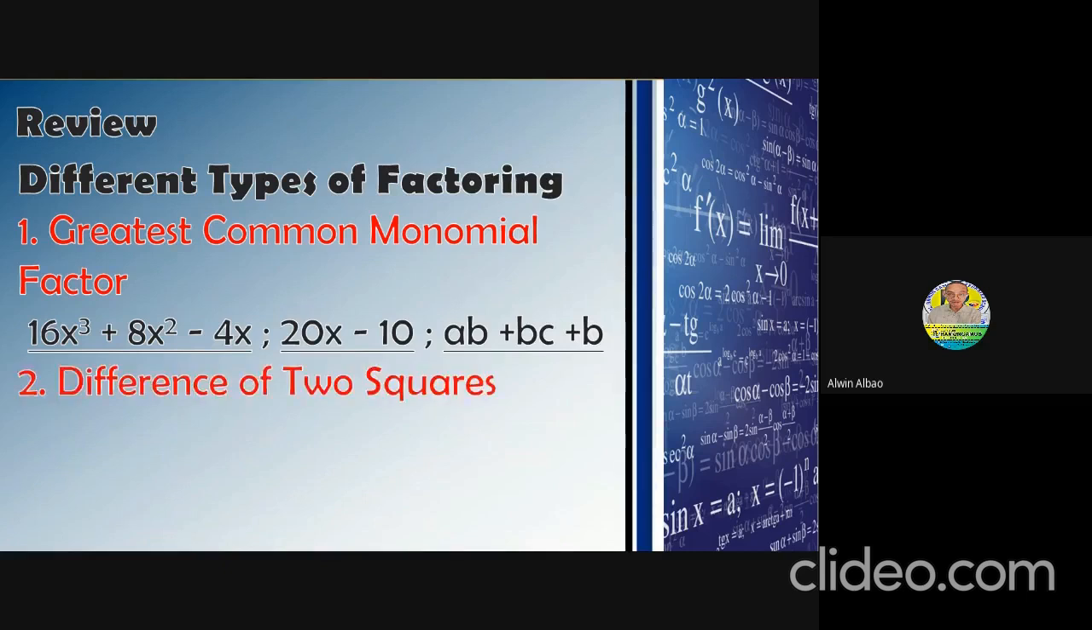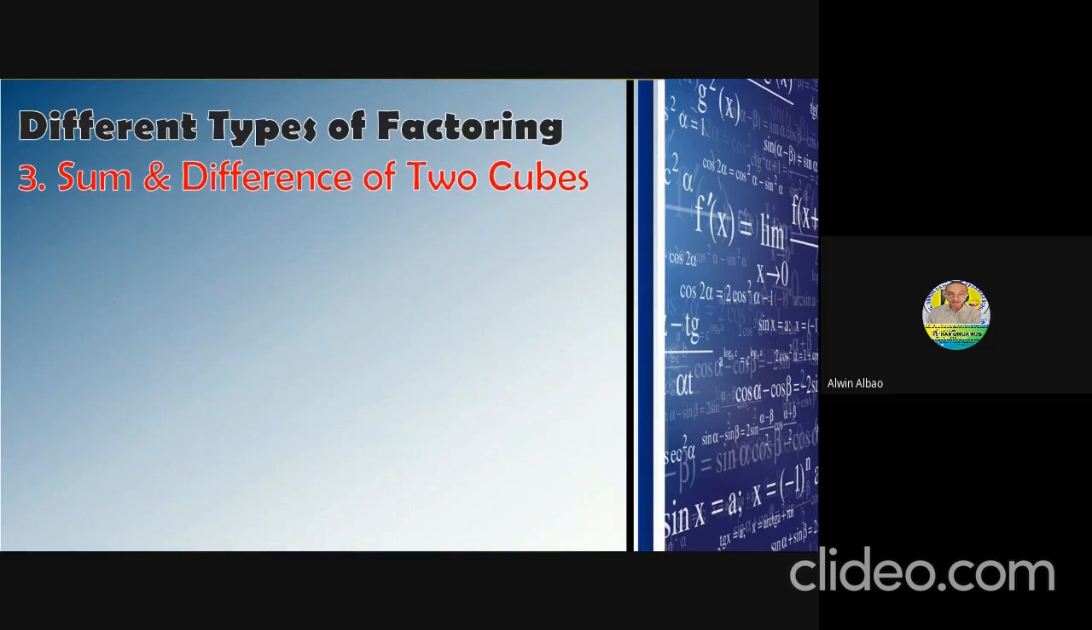Next, number 2, difference of two squares. We have x squared minus 81, 16x squared minus 25, 100 minus y to the fourth. So yung first term tsaka last term is a perfect square. Next, number 3, the sum and difference of two cubes. We have x cubed minus 1, x cubed plus 27, 64 plus x cubed, x to the 6 minus 125. So kung matatandaan nyo sa previous lesson natin, ang ginagamit natin dito yung SOAP para makuha or masundan natin yung mga sign na kailangan sa factor.